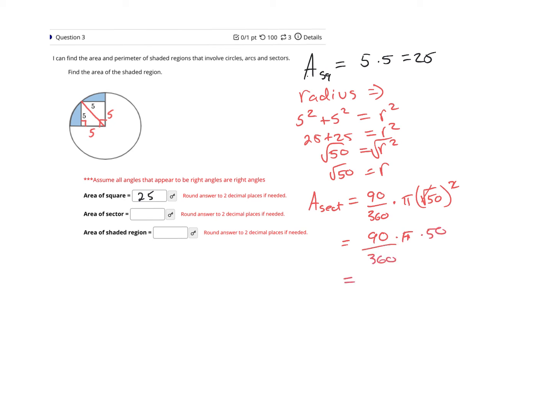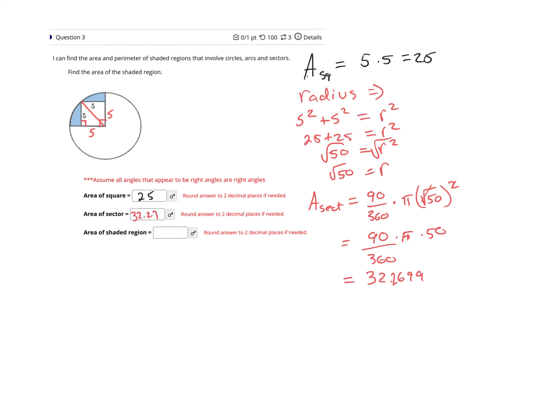When you put that all in your calculator, you're going to end up with something like 0.2699. Now, that's going to be the area of my sector, and if I round that to 2 decimal places, that's going to be 32.27.